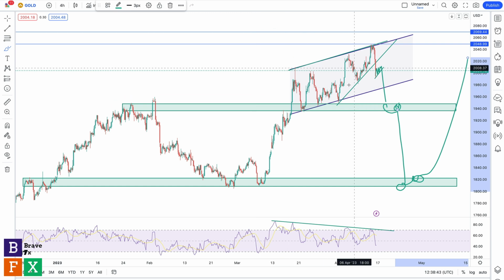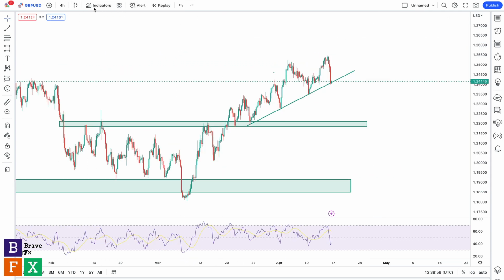But because of this flag pattern and the divergence, coupled with price tapping into the all-time highs, I think it's logical to look for opportunities to go short. So we take advantage of the price action while we wait for an opportunity to go long. So that's it briefly for gold.